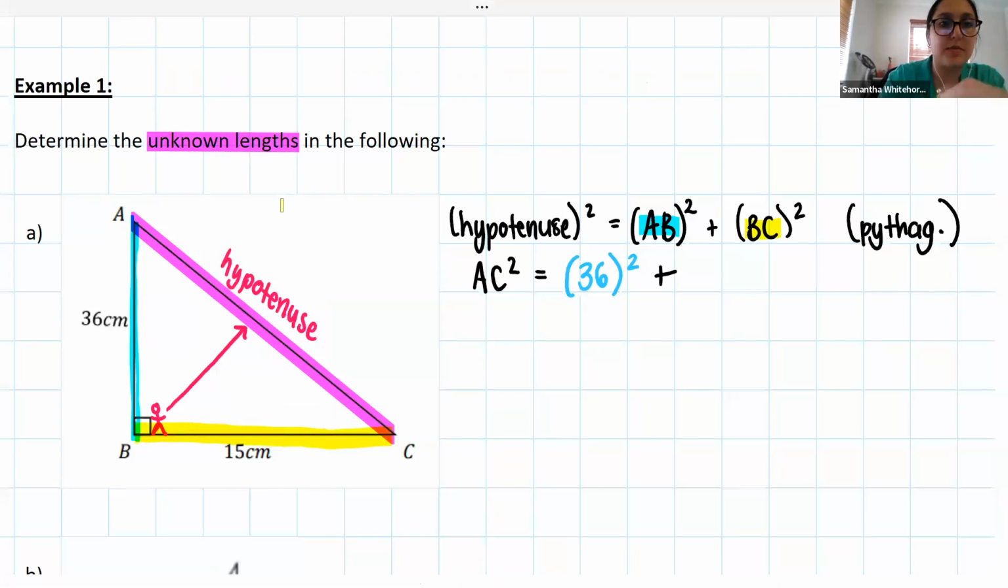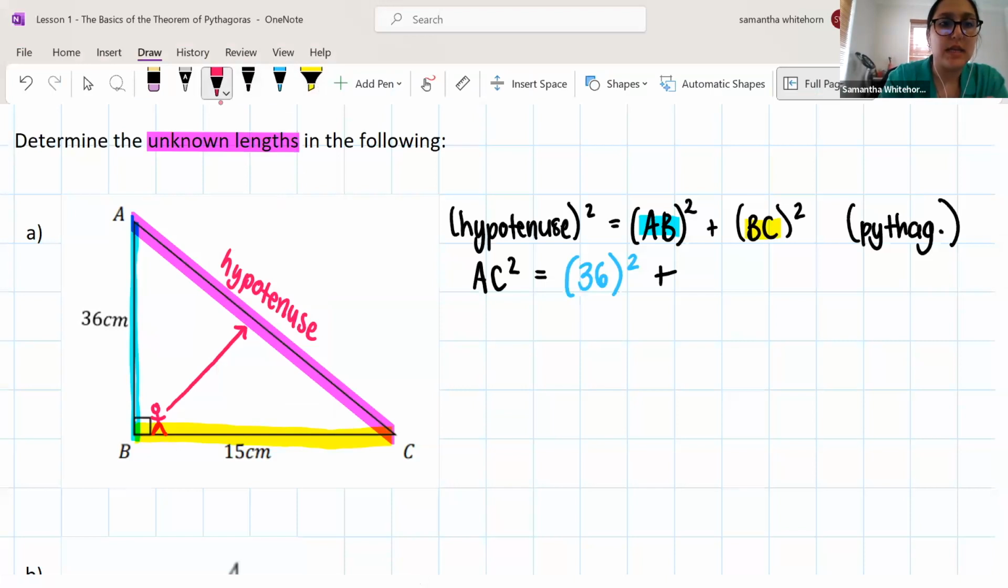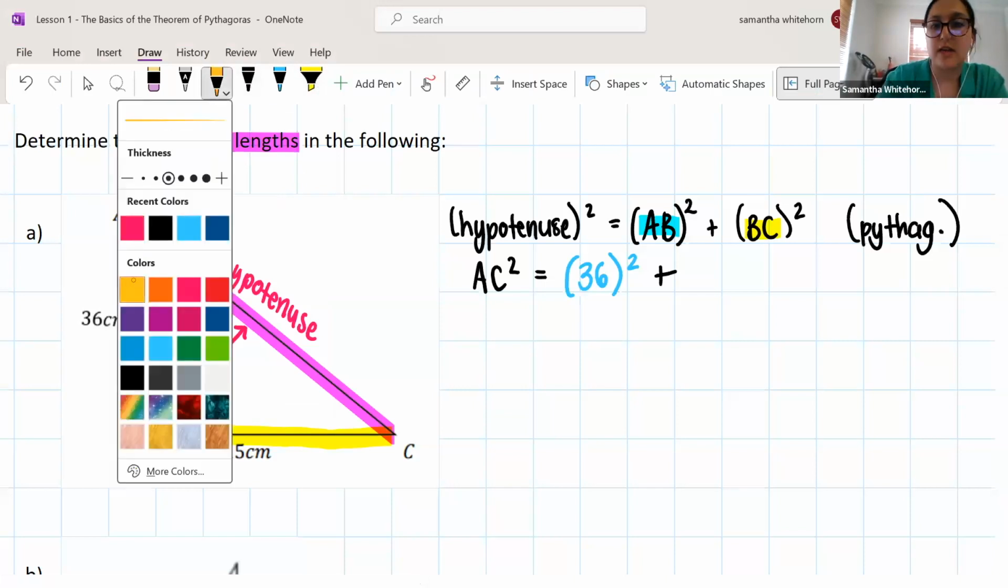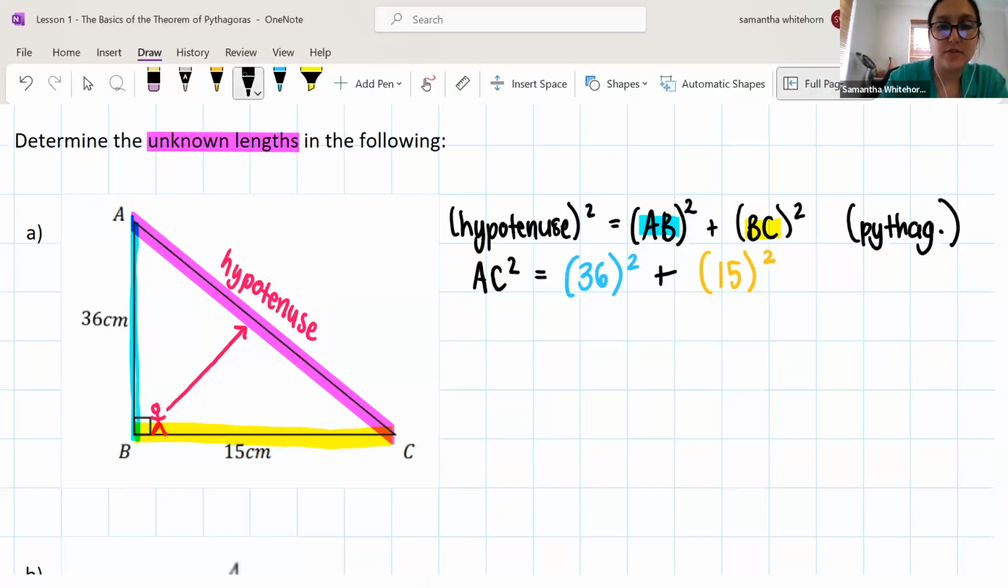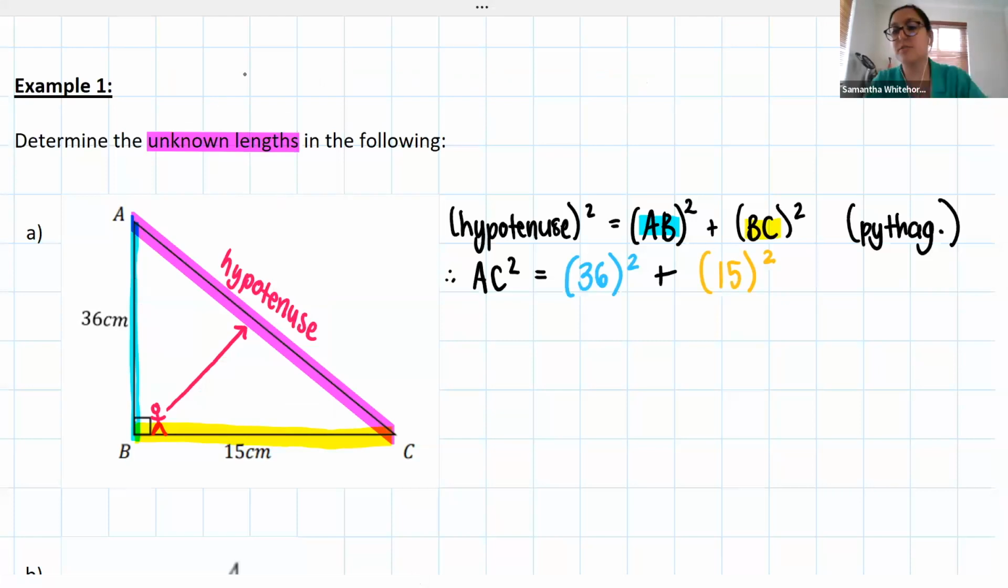And because I know what BC is, once again, I can substitute in that value of 15 squared. So once I know what information I have, I can start substituting into my equation. Right, so again, we still don't know what AC is. We're going to come back to that. But we are able to square 36 and 15.